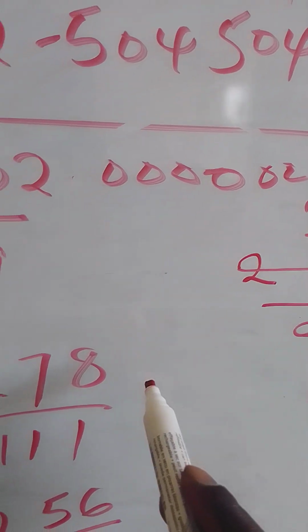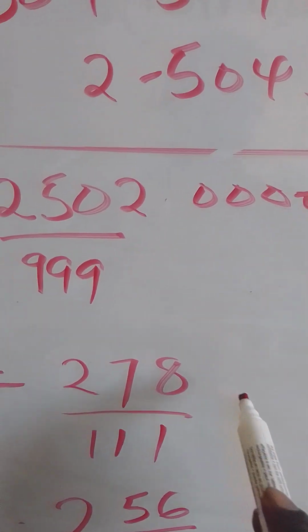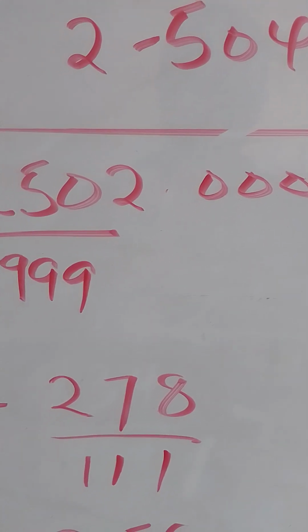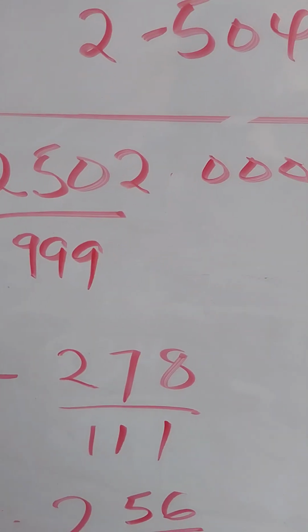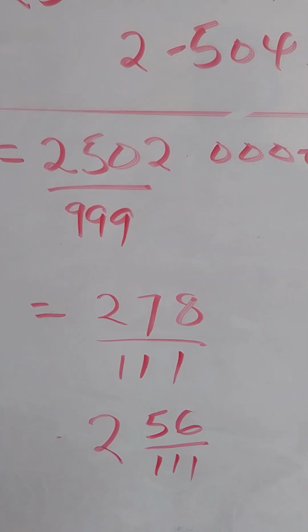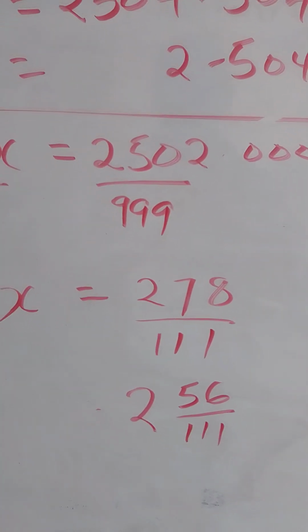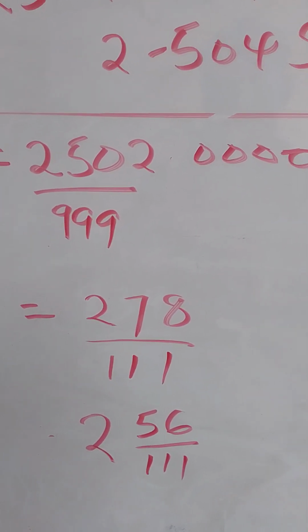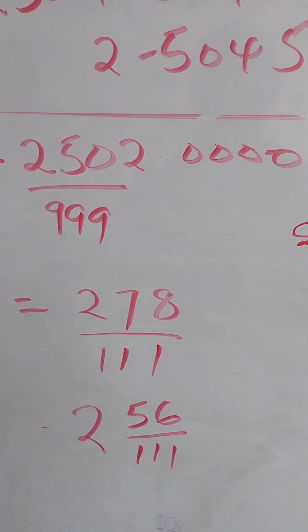This is what we call an improper fraction, so we convert it into a mixed fraction. In a separate video, we'll talk about types of fractions. So this means that 2.504 recurring converted into a fraction will be 256 over 111.